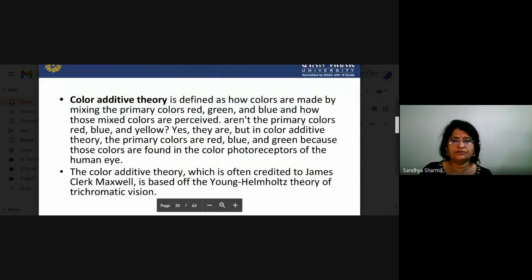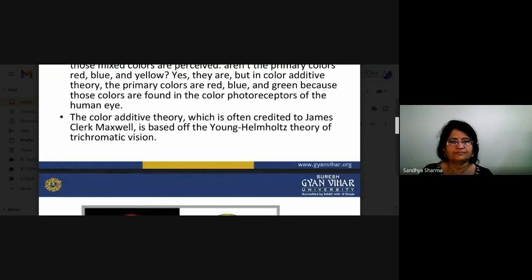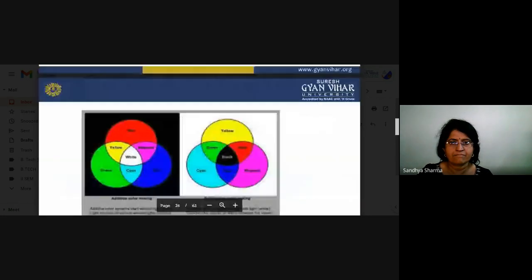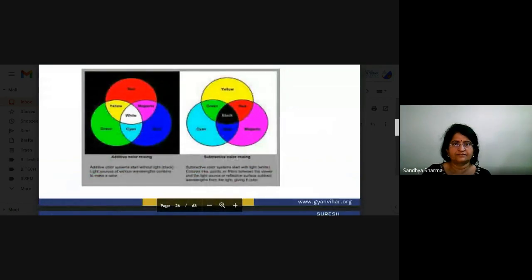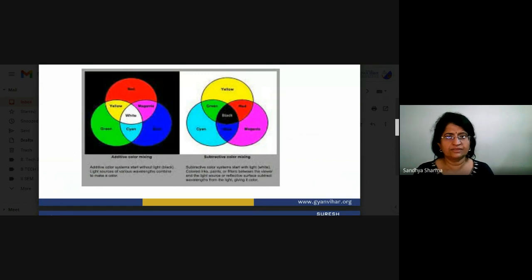The color additive theory is defined as how colors are mixed using the primary colors red, green and blue, and how these mixed colors are perceived. In color additive theory, the primary colors are RGB. Now you can see the difference between these two: one is additive color mixing and the other is subtractive color mixing.